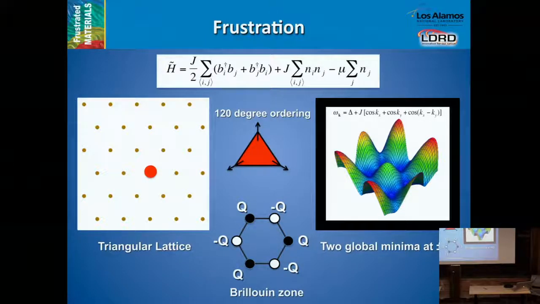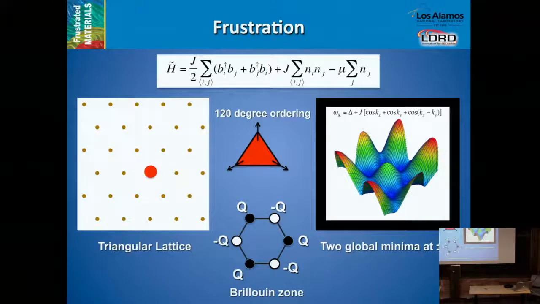But as you can see, if I move from this side to this side, the angle between these two spins could be plus or minus 120 degrees. And that is the difference between Q and minus Q. These are two solutions with opposite chirality.